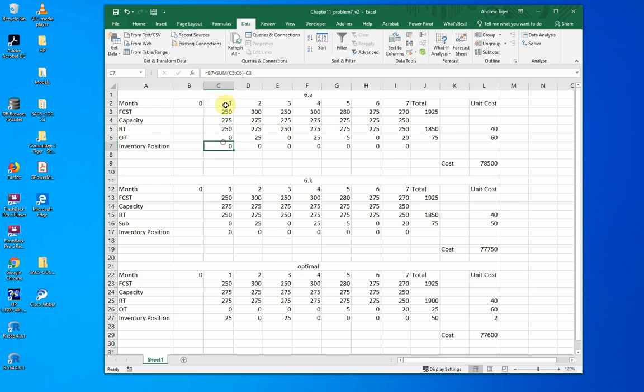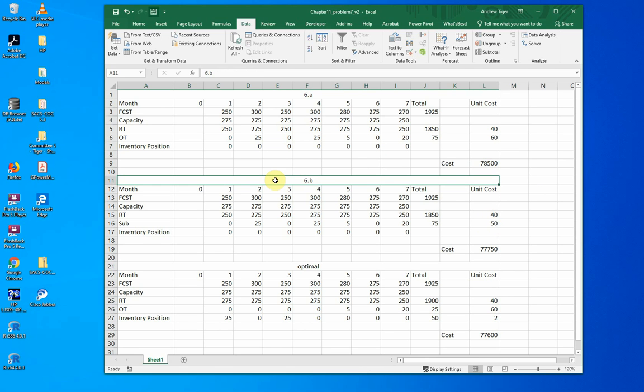We have an inventory position formula. It's equal to what you start with plus what you make minus what goes out the door. One indicator of a chase strategy is that inventory is always 0. So if you implement this, this is what the cost is, 78500.